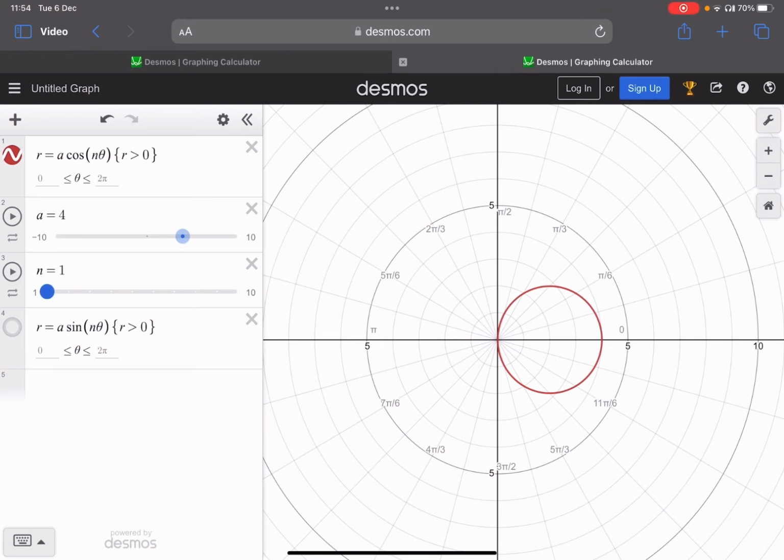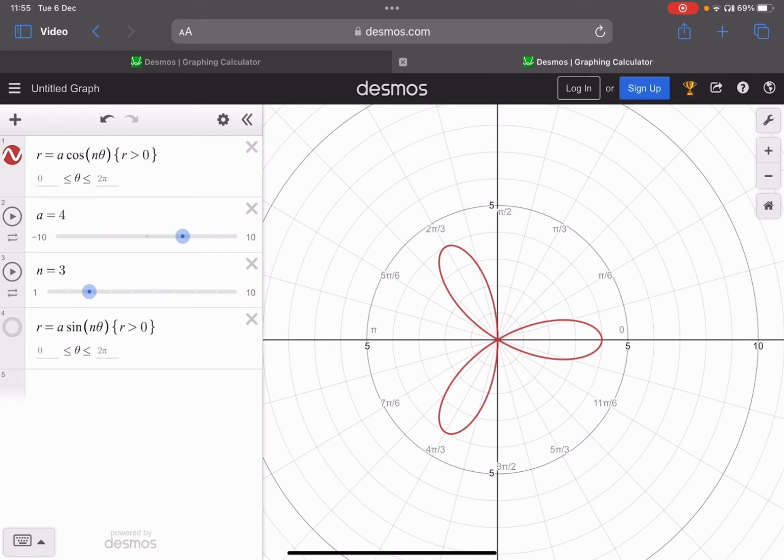And as we increase this n to 2, something similar but slightly different happens. We've got 4 sections again, and it gives a positive value in that first section straddling the positive x-axis, and then from pi by 4 to 3 pi by 4, the section straddling the positive y-axis, there's no graph because that's where r would be a negative value. And then it repeats. We get the positive value and a negative value again. So 2 full cycles. And as you can see, if we increase this to 3, we get 3 full cycles.